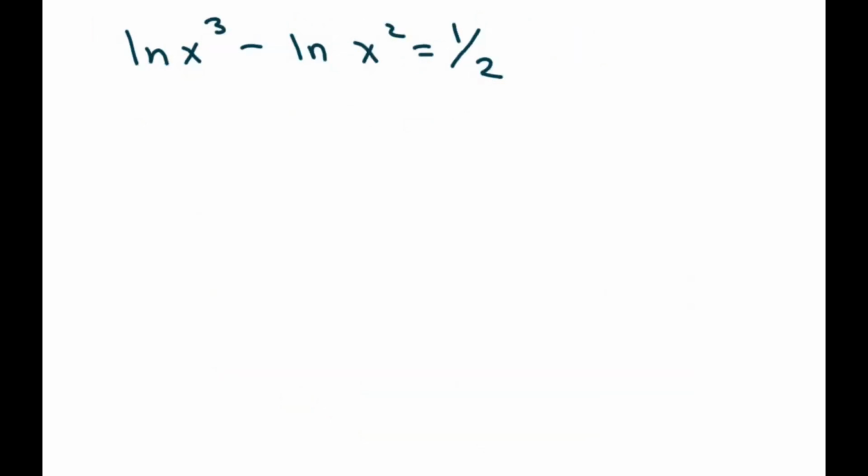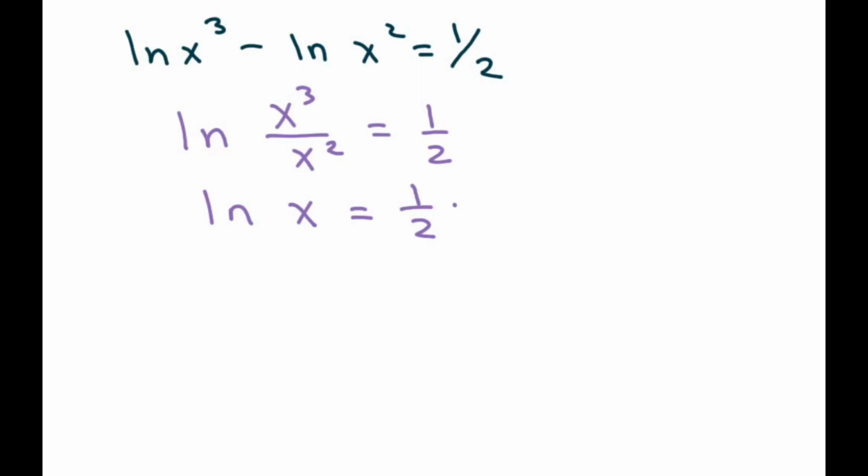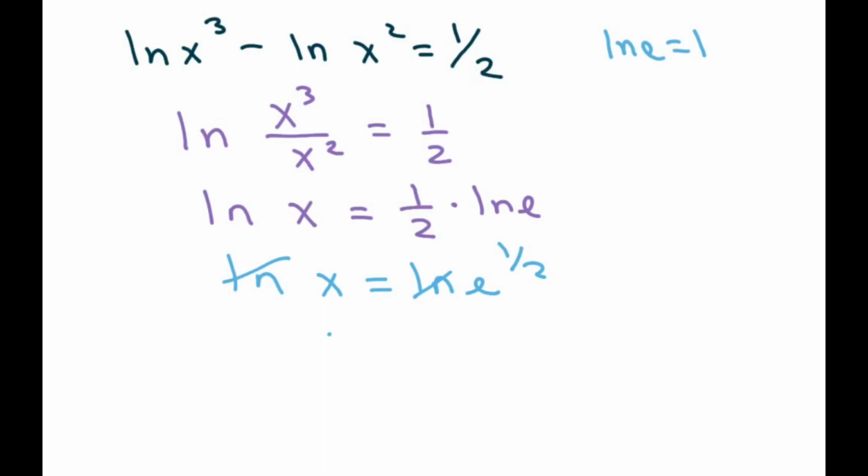Okay, our last one is with ln. Let's condense that using our quotient property. Since it's minus, I'm dividing. So that's just really ln of x equals 1/2. Now, if you multiply this by ln of e, which is 1, ln of e equals 1, and do your power property, ln of x equals ln of e to the 1/2. Well, the ln's cancel, so x equals e to the 1/2.